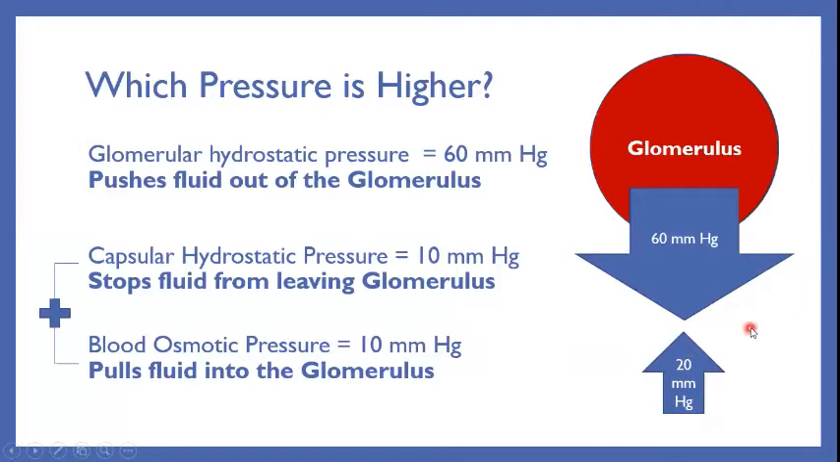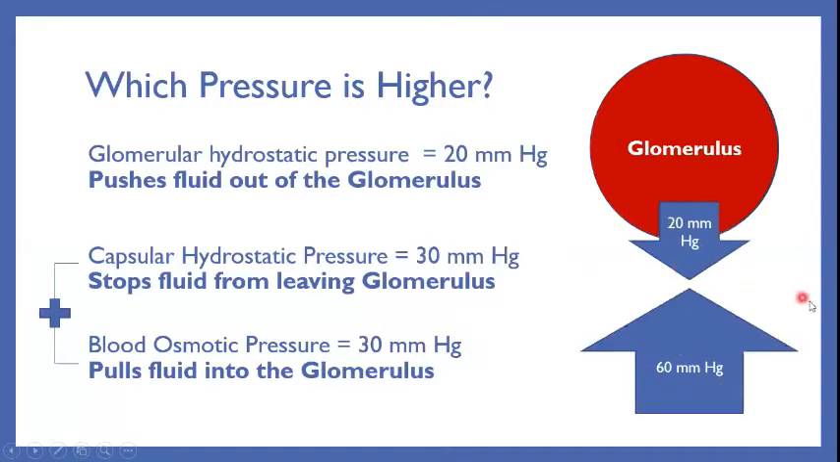In this example, where is the fluid going to go? We have much higher pressure trying to push out of the glomerulus. So because of that, the glomerular hydrostatic pressure is winning here, and it's coming out of the glomerulus. So we're producing a lot of filtrate right now.